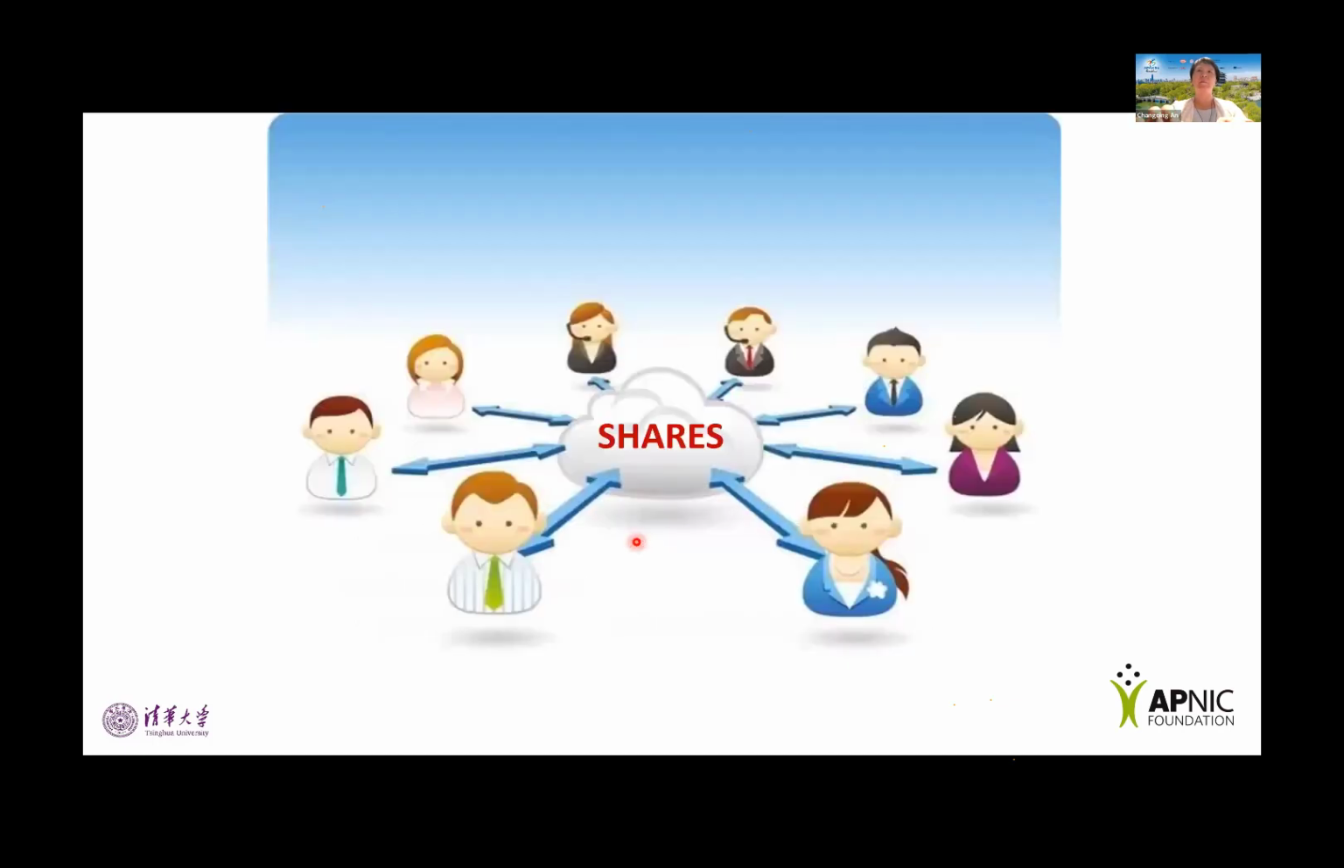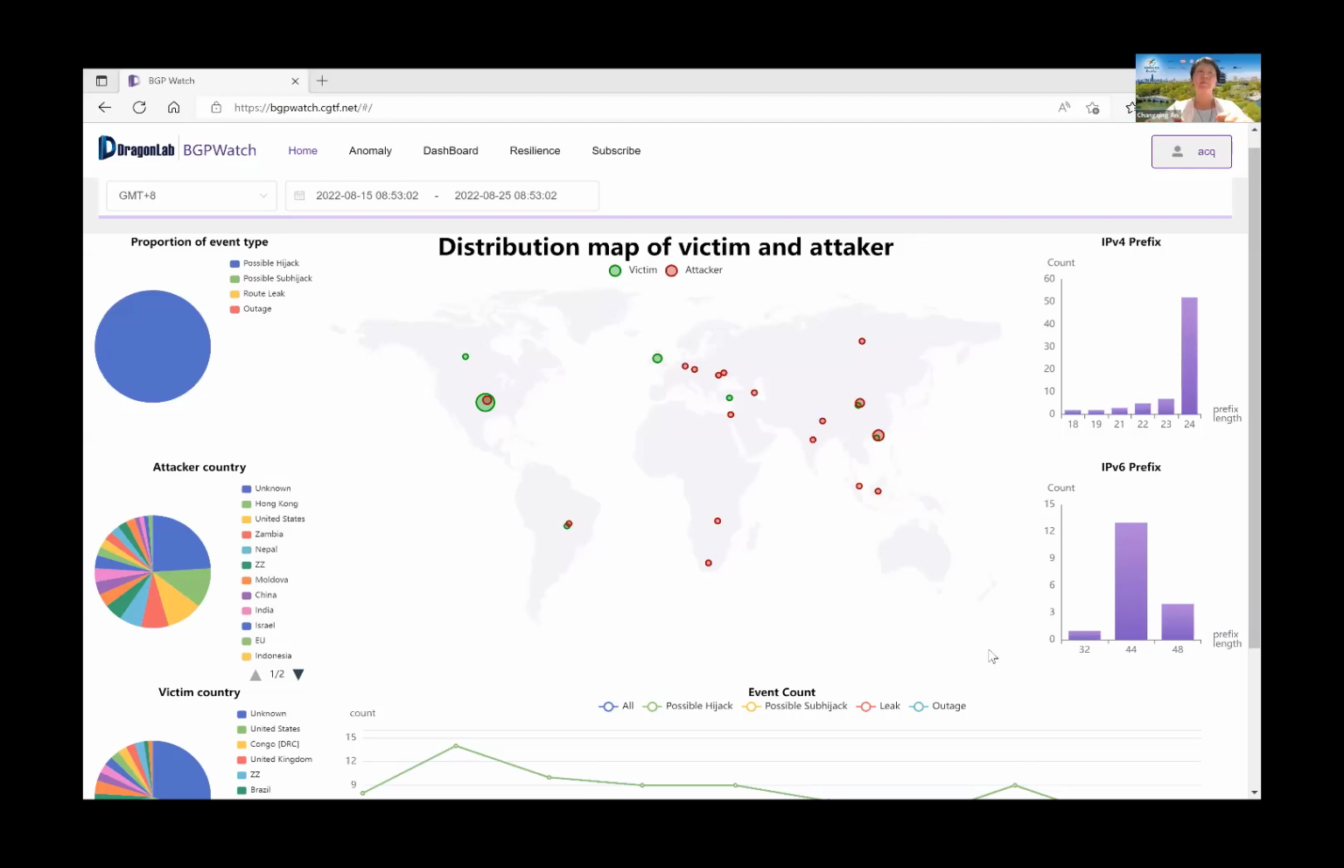This is all for my presentation, and we still have a few minutes, and I would like to show you the system. This is the system of BGP Watch. This is the home page. We can see some statistic information and distribution map of victim and attacker.